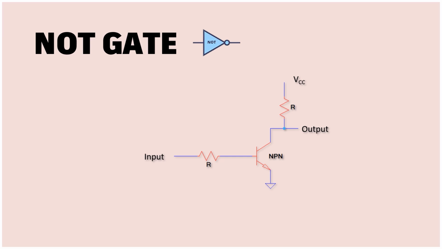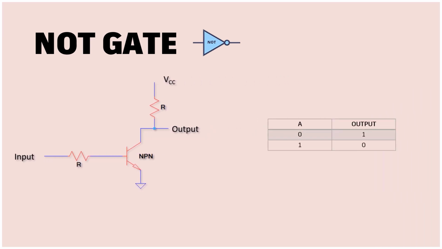Next, we have the NOT gate. Now this is also called the inverter gate because whatever signal you send to its input, it will invert it at the output. So if we look at the tables, we'll see that whenever we have a low signal at the input, we have a high signal at the output.